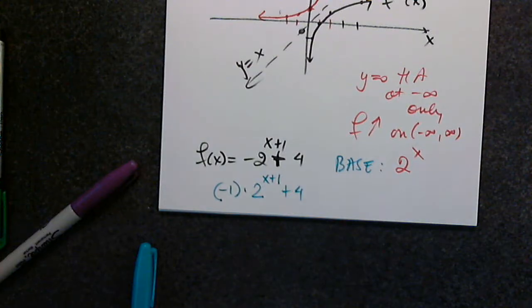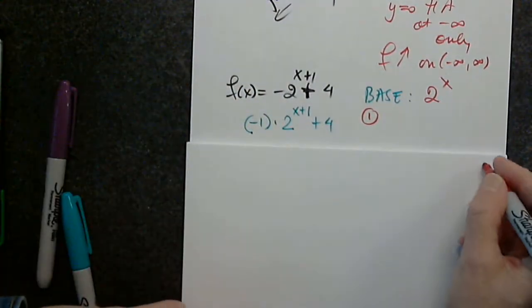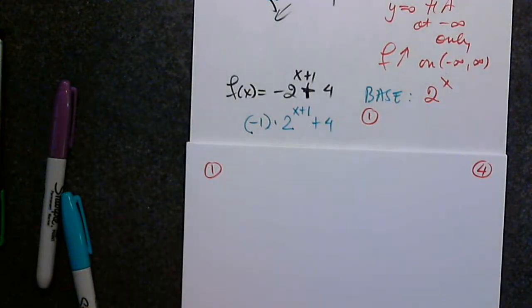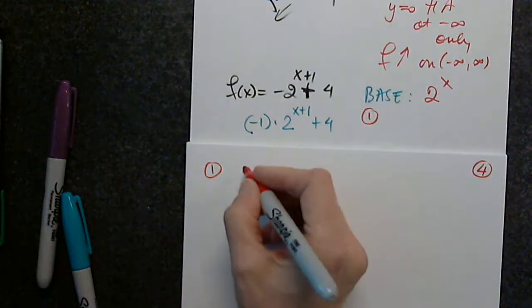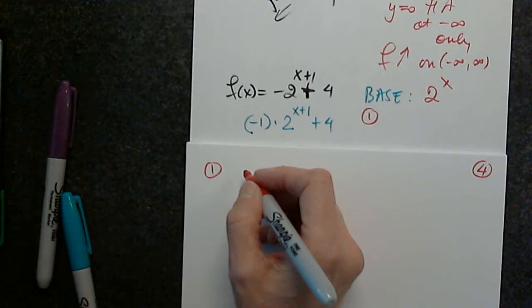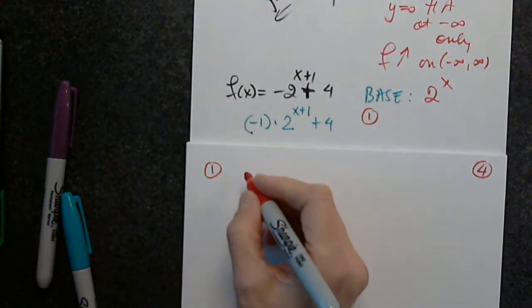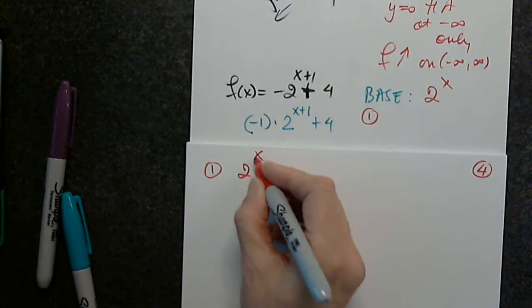Awesome. So now, what is the first transformation in order of operations that we have to apply to 2 to the x to build this function slowly? Yes, I want to decompose this in transformations, in the order of operations. The exponent, yes. So what do I write? X plus 1. Yes, 2 raised to x plus 1.